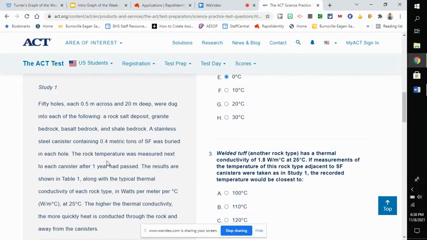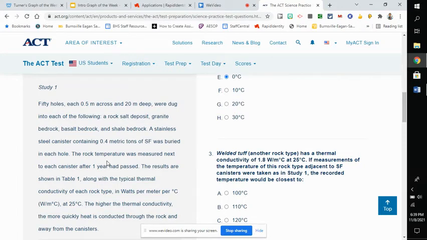Study 1. It says 50 holes, each 0.5 meters across and 20 meters deep, were dug into each of the following: a rock salt deposit, granite bedrock, basalt bedrock, and shale bedrock. A stainless steel canister containing 0.4 metric tons of spent fuel was buried in each hole. The rock temperature was measured next to each canister after 1 year had passed.